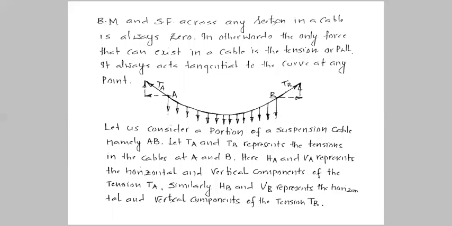Let us consider a portion of a suspension cable, namely AB. Let TA and TB represent the tensions in the cable at A and B. Here, HA and VA represent the horizontal and vertical components of the tension TA. Similarly, HB and VB represent the horizontal and vertical components of the tension TB.